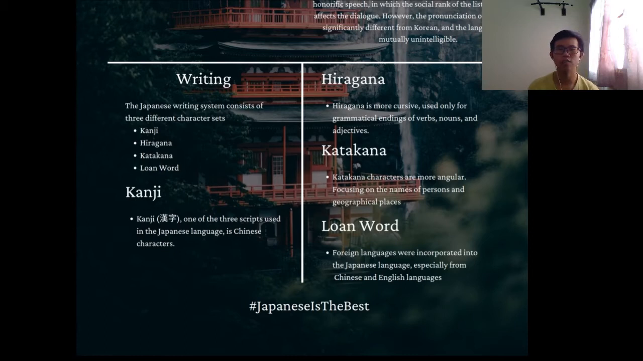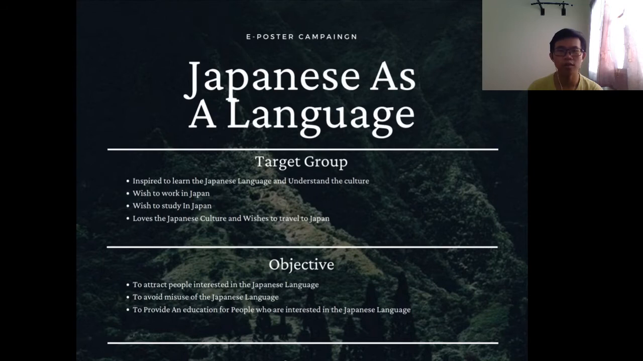The kanji originated from Chinese characters and has wide usage, such as for nouns and parts of the verbs and adjectives. Meanwhile, the hiragana, which is more cursive, is used for the grammatical endings of verbs, nouns, and adjectives. It is usually first used during the early stage of Japanese learning. Then we have the katakana, which is more angular. It is used for names of persons and geographical places. The loanwords are foreign words incorporated into the Japanese language, where Chinese is usually represented in kanji and English is represented in katakana.